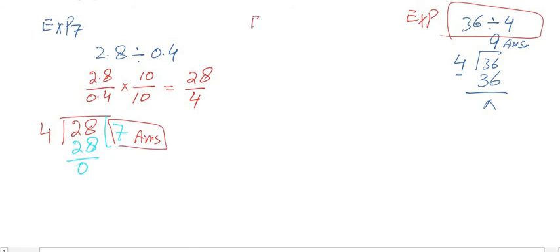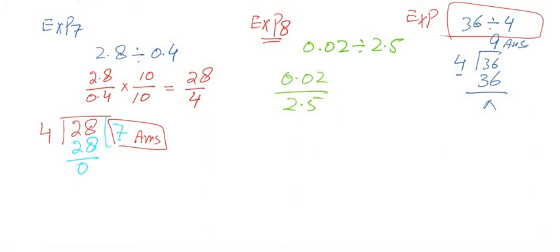Okay, take another example. We have example number 8 here. If we take the number 0.02 divided by 2.5. Now we check how many digits are after the decimal in each number. There are two digits in the first and one in the second. So which is bigger? Two digits after the decimal is bigger. Whichever has more digits after the decimal, we multiply by that to make it a whole number. So we multiply by 100, because there are two digits after the decimal, as we did in the previous lessons.